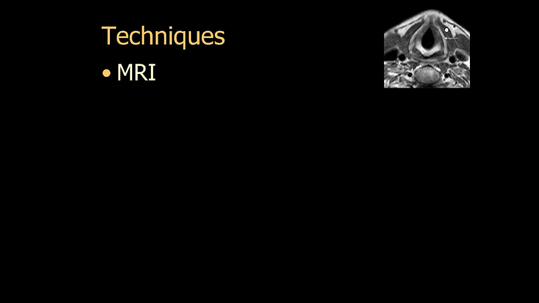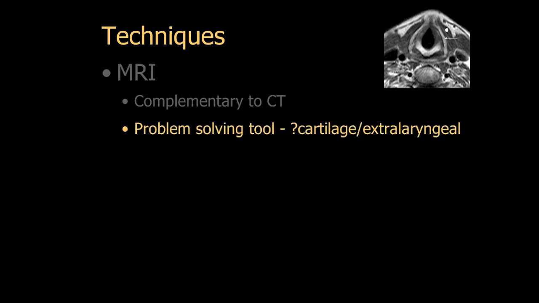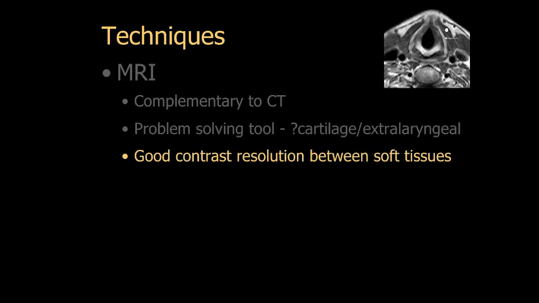MRI offers good contrast resolution between soft tissues. It's essentially reserved as a complementary problem-solving tool for difficult cases, especially when CT findings are equivocal. This is important when we are querying cartilage invasion or extralaryngeal soft tissue spread of tumor. As you know, it offers a good contrast resolution.